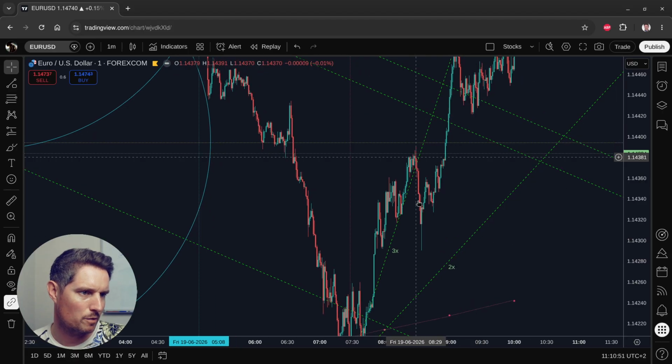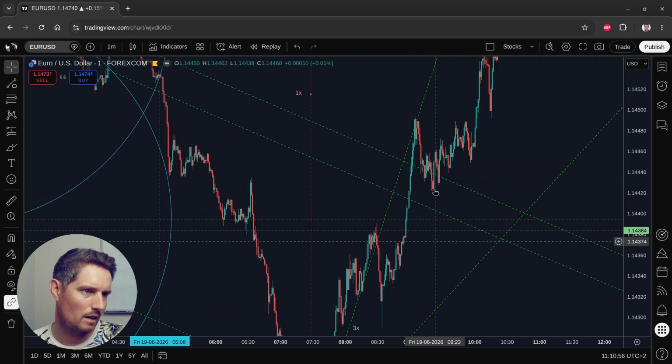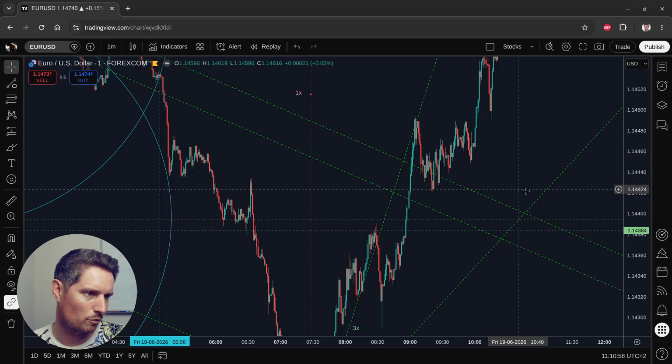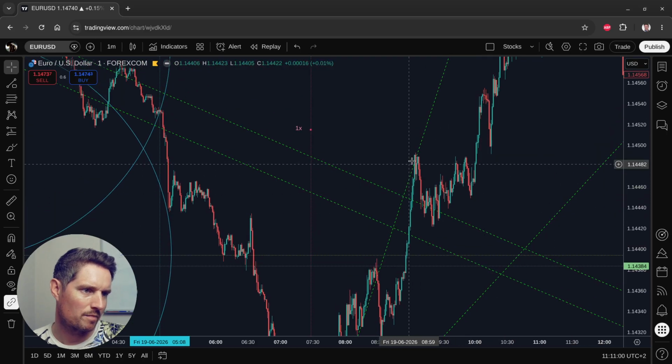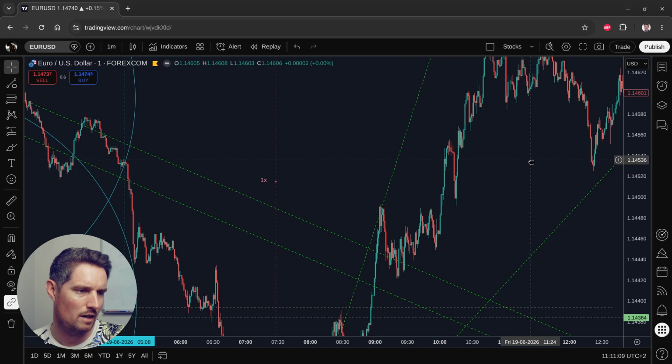I was actually expecting this maybe to touch the 2x, but it kept pulling. And later here, I was expecting a drawback maybe to the 2x. But even here, I just found support on this small channel right there and kept pulling. So that was pretty cool, I guess.